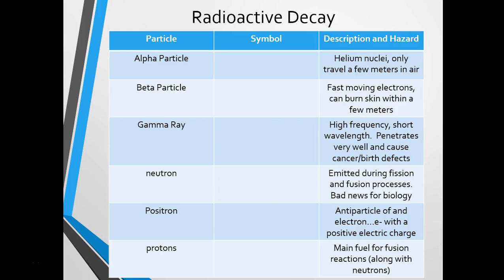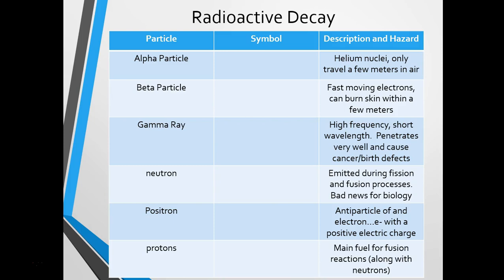First, because I'm using the document camera, I'm going to go through and talk about some of their properties, and then I'll give you the symbols. So alpha particles are helium nuclei. Now, because those are relatively big in terms of radiation, they can get stopped relatively easily, only by traveling in air. So they're really not too big of a deal for us unless we ingest them.